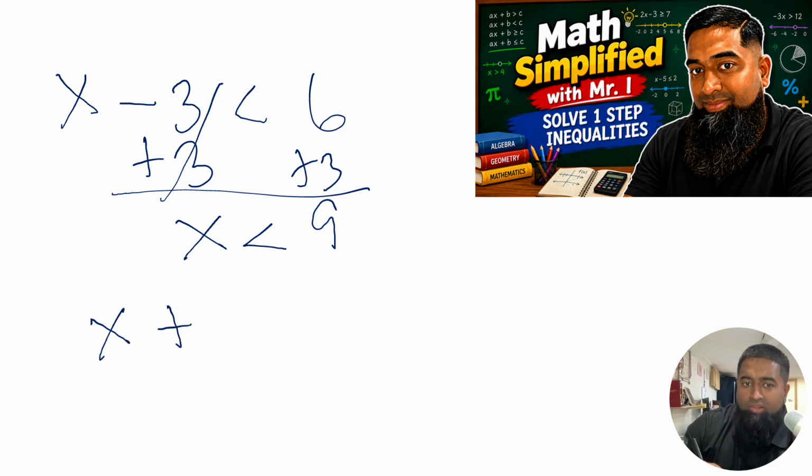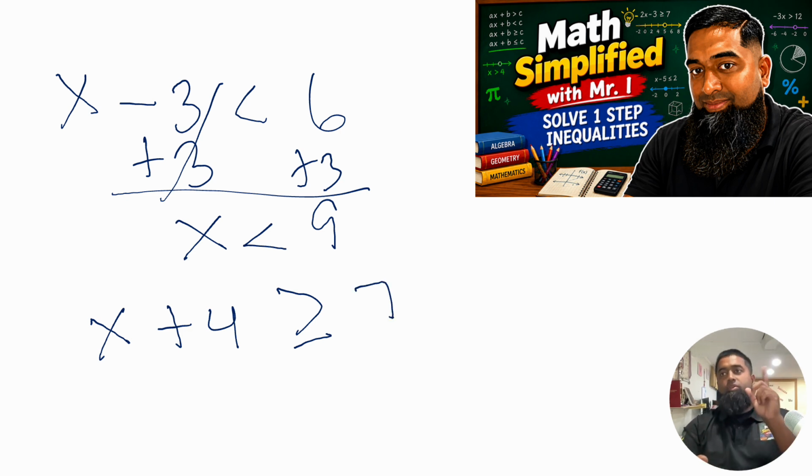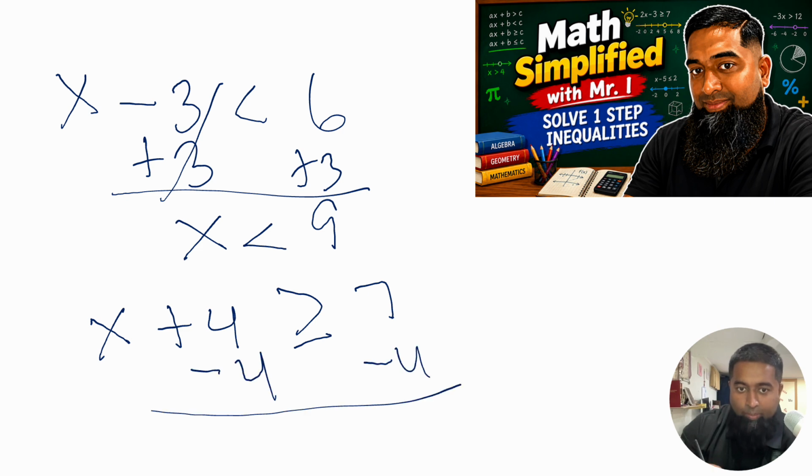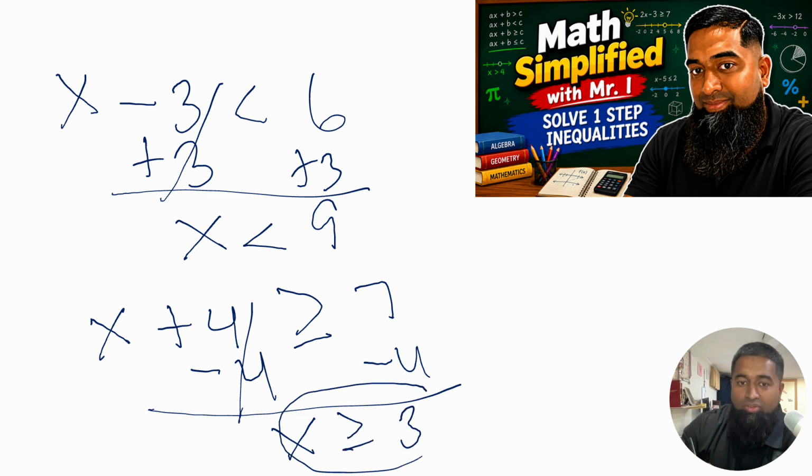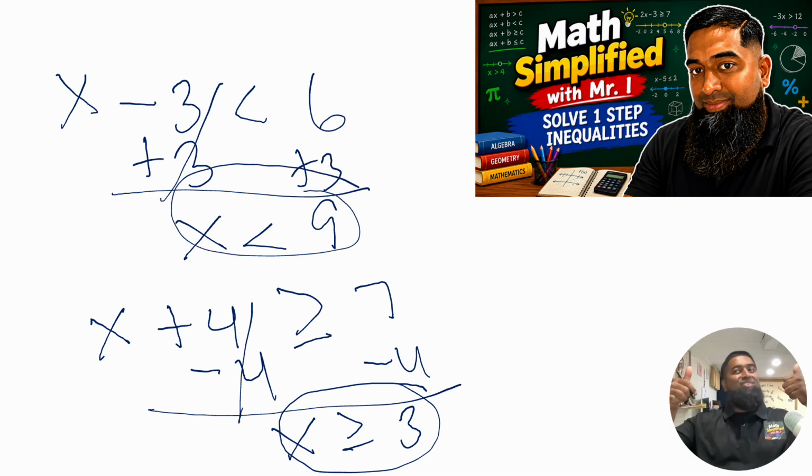x plus 4 greater than or equal to 7. Pause the video, do it yourself. Okay, you've done it. Let's continue. You have negative 4 as the opposite of positive 4. So you have x is greater than or equal to 7 minus 4, which is 3. And that's your solution. This one was your other solution. If you got it right, give yourself that thumbs up, right?